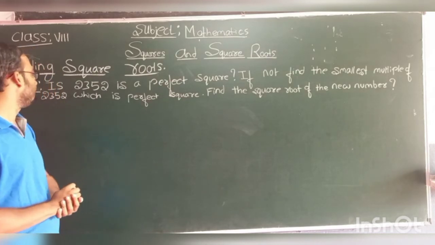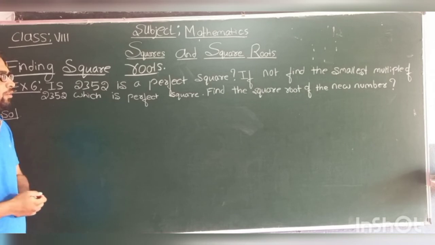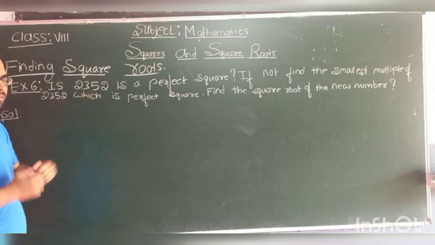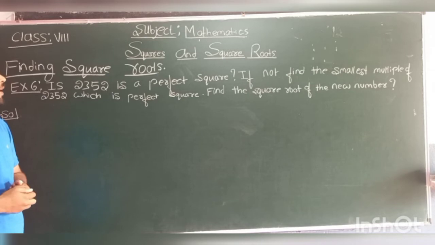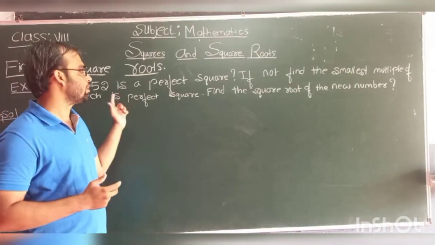So what they have given is 2,352. They are asking whether it is a perfect square. If not, find the smallest multiple of 2,352 which is a perfect square. Then find the square root of the new number. I'll help you understand this question easily.